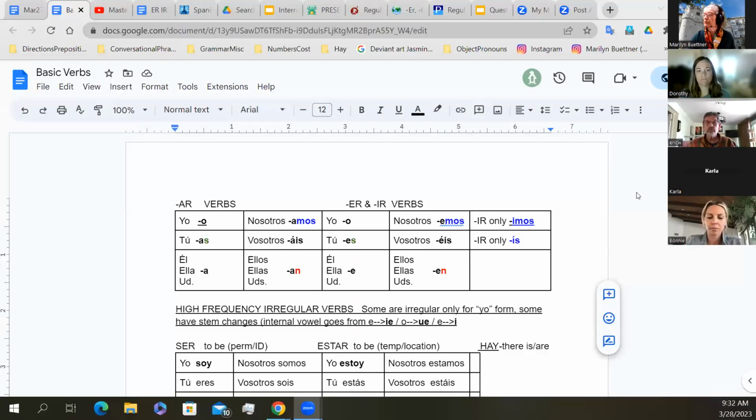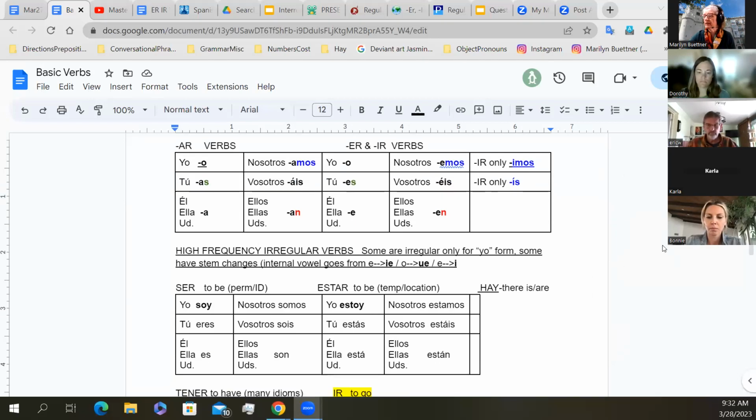Okay. So a lot of practice today. And I'll bring up the screens that you need as we move along. Okay, vamos a ver. What we're going to take a look at first is this basic verb chart. And I had sent this to you a while back, and do keep this.